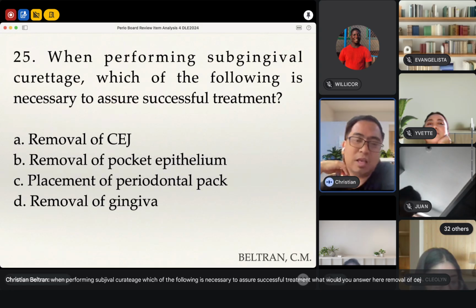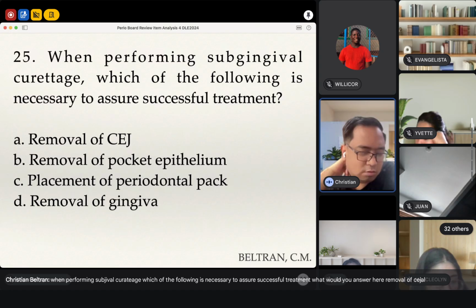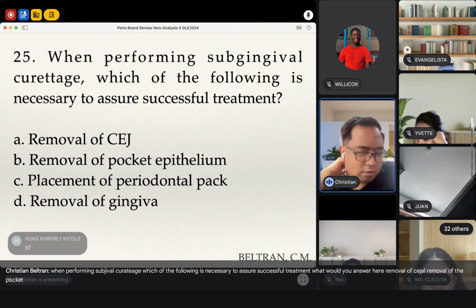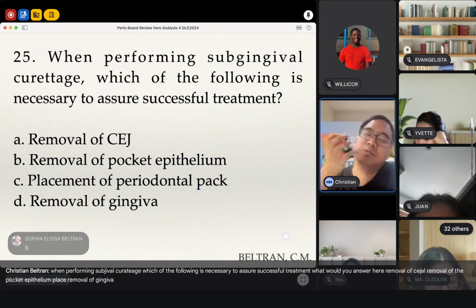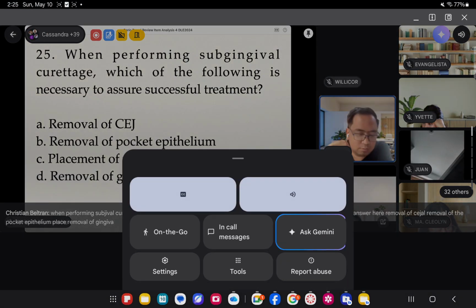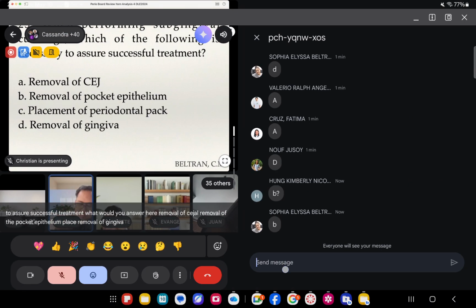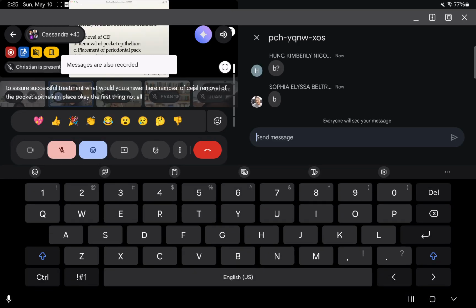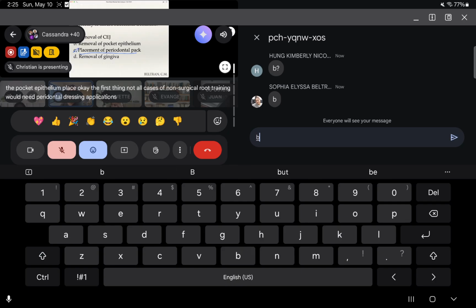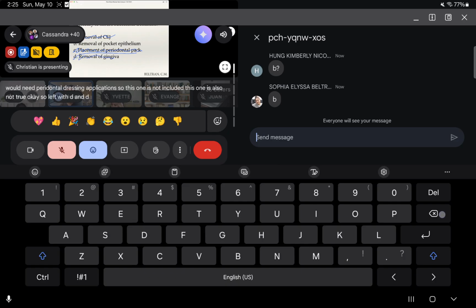Removal of CEJ? Tatanggalin mo yung CEJ ng tooth? Removal of the pocket epithelium? Placement of periodontal pack? Removal of gingiva? Tanggalin mo yung gums, bone na lang siya. Okay? So first thing, not all cases of non-surgical root planing would need periodontal dressing application. So this one is not included. This one is also not true. Okay? You're left with B and D. This one is not true.